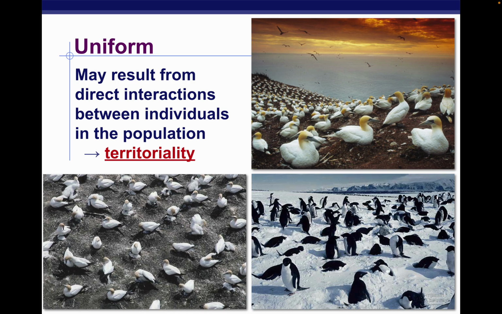So then we have uniform. This may result in direct interactions between individual populations. An example is some plants that we've talked about before secrete chemicals that inhibit germination and growth of nearby individuals that may compete for resources, right? But animals that exhibit territorial behavior will have this uniform type of dispersal. This is not as common as clumped. Clumped seems to be the most common form of population dispersion.